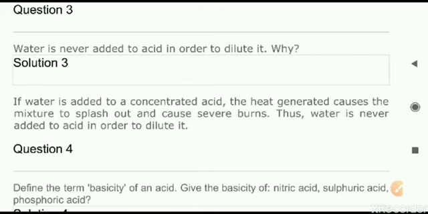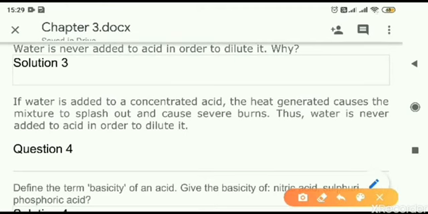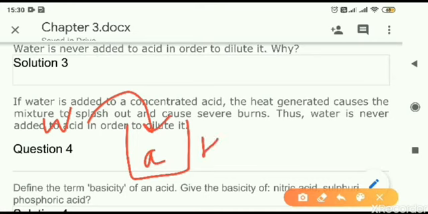Now question 3, water is never added to acid in order to dilute it. Why? If we have to prepare a dilute solution of any acid, we will not put water in acid. On the opposite, we have to put acid in water. The concept is related to heat generation. If we take a container having acid and add water to that acid, heat will be produced, and that heat will be so high that the acid can splash outside.